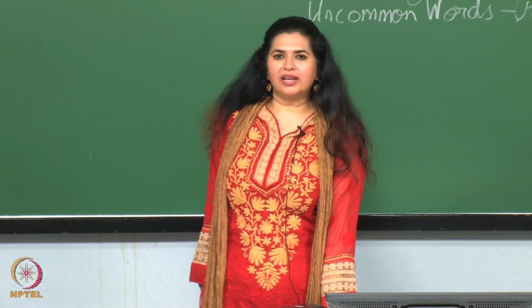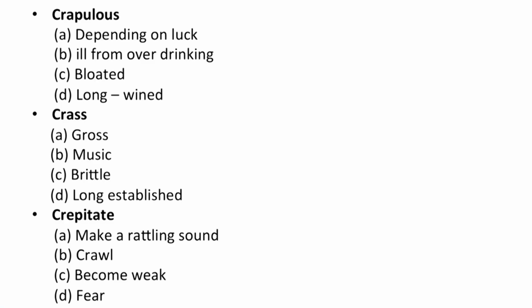So please look at the slide here. First slide, these are your exercises. It's the same format. You are going to solve the exercises on your own, at least attempt to solve the exercises on your own. Once the list is over, I am going to give you the answers and explanations. So first word, crapulous. A, depending on luck, B, ill from overdrinking, C, bloated, D, long wined.